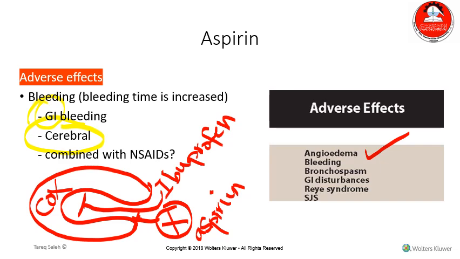Aspirin and other NSAIDs can also cause bronchospasm, and that's why they should be used with caution or even contraindicated in patients with asthma. They definitely can cause GI disturbances. These drugs are a risk factor for the development of peptic ulcers. And if aspirin was used in children, it will be associated with Reye syndrome, which explains why aspirin is not indicated for use in children younger than 12 years of age.